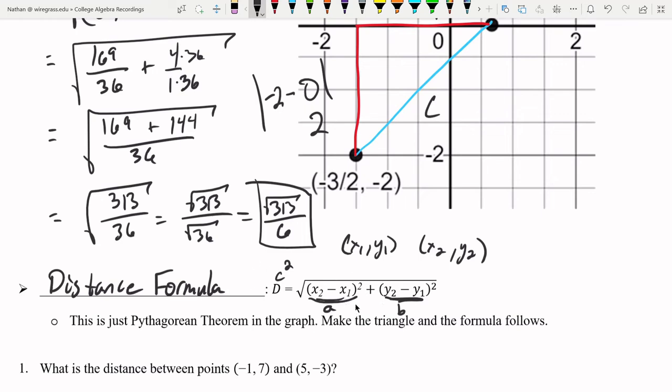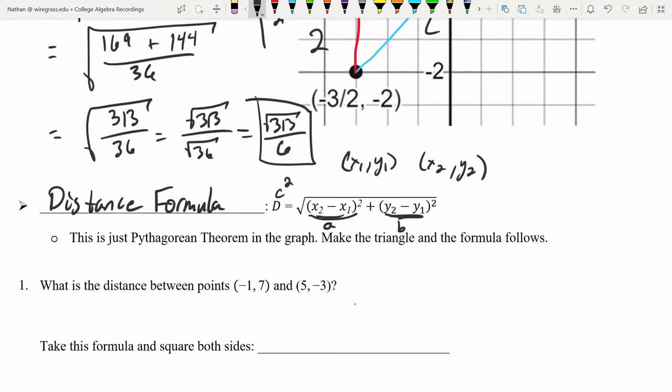It's just Pythagorean theorem. So if distance formula doesn't make much sense, just draw a triangle on the plane and solve that triangle. Give it a try in number 1.